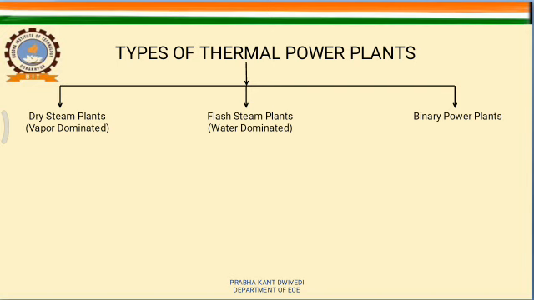Most of the geothermal plants are flash steam plants. The last one is the binary power plant. In this power plant, the heat from the geothermal hot water is transferred to another liquid. Then the second liquid is converted into steam, and this steam is used to drive a generator turbine. Now, I will discuss the vapor dominated system in detail.